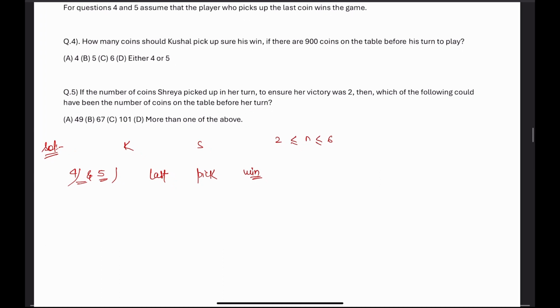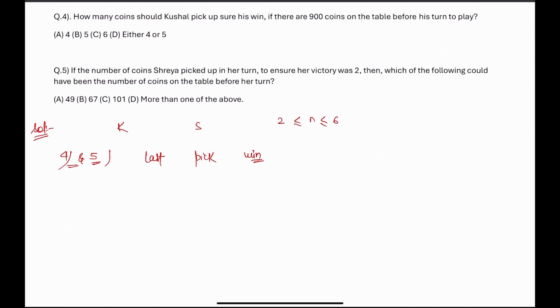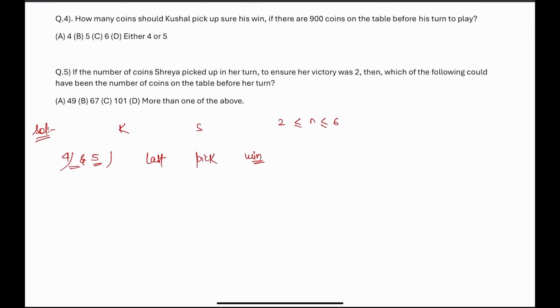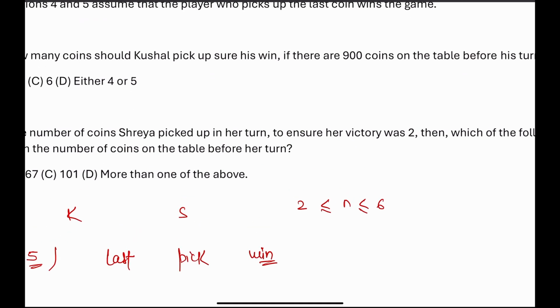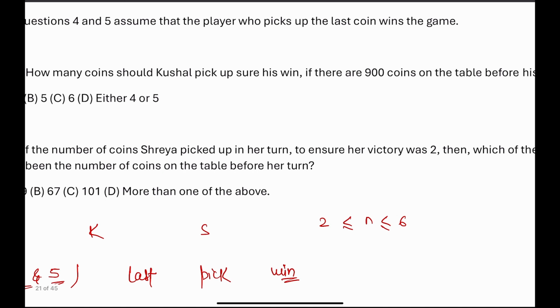This is what the question is asking. Great, no issue. Let's read question number 4. Question number 4 is asking, how many coins should Kushal pick up to ensure, okay, there is some typing error here: pick up 2, this is not sure, this is insure.